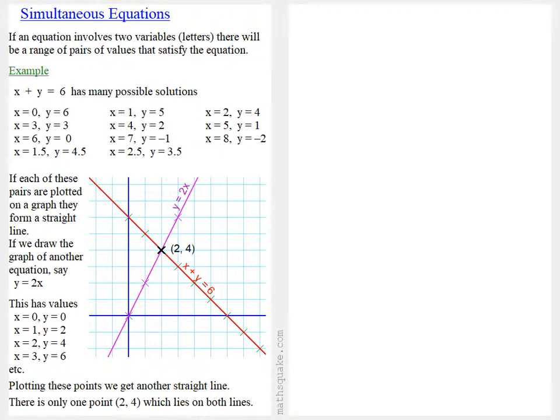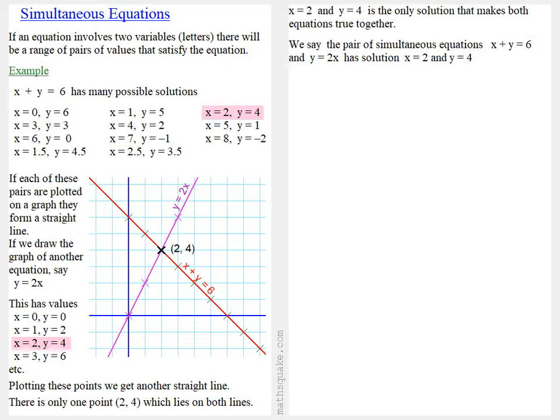Now there's only one point, the point 2, 4, which lies on both lines. So x equals 2 and y equals 4 is the only solution that makes both these equations true together. We say the pair of simultaneous equations, x plus y equals 6 and y equals 2x, has solution x equals 2 and y equals 4.